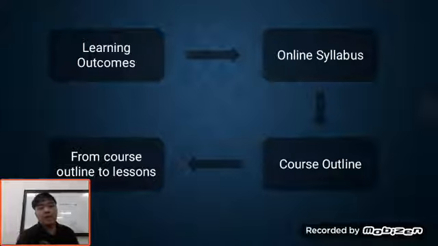Next is the course outline. The online course outline is a calendar and a to-do list. So in the course outline, we can find the lists to do, of course, the sequence of events, the assignments, the reading activities, and the course deliverables.